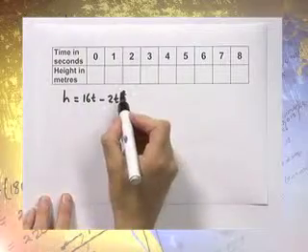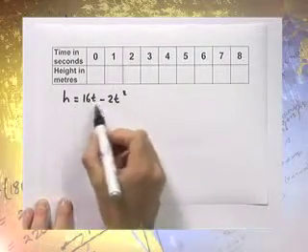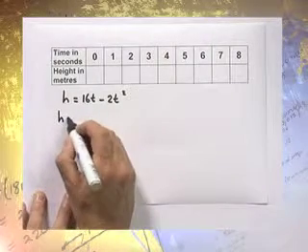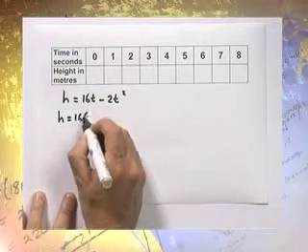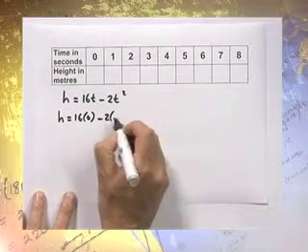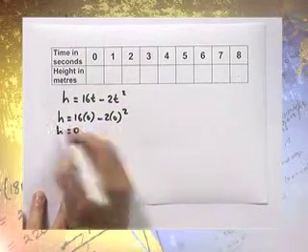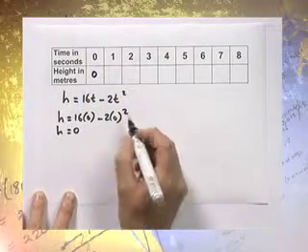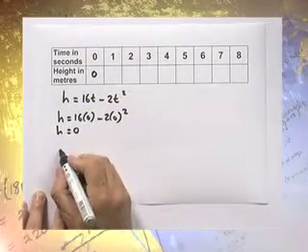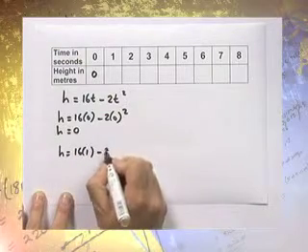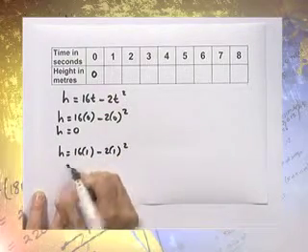Now what do we do here? We can easily work out from t is naught. If we've got 16t minus 2t squared and we plug in naught, well, that's easy. You don't even have to worry. That comes to naught. So h is naught. So we can fill in a naught there. Now, what about t equals 1? If we put 1 into the formula here, what does this give us?